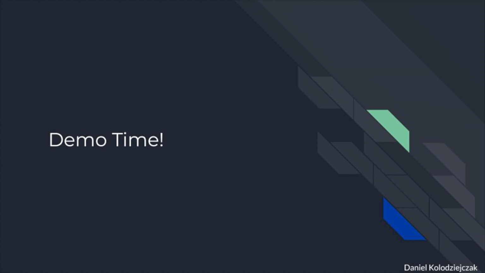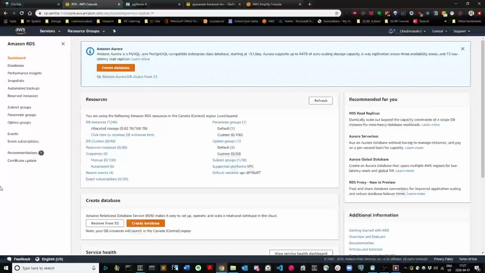And now we'll show you a demo of our application in AWS, where we used the AWS Amplify console for the front end, Elastic Beanstalk for the back end, and RDS to host our database. Alright, so to start off, let's take a look at our database, which we have deployed in Amazon Web Services Relational Database Service, or RDS for short.